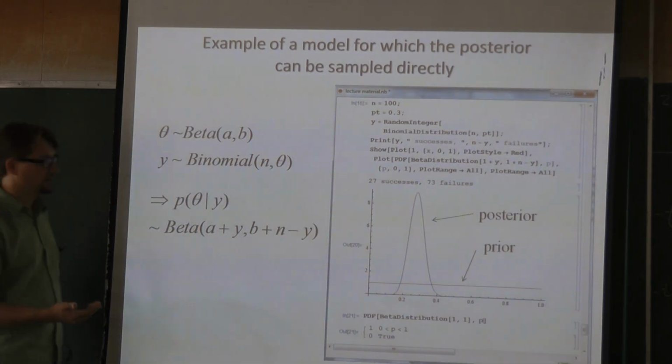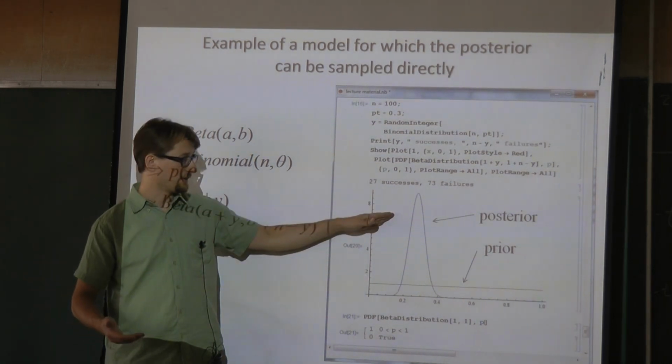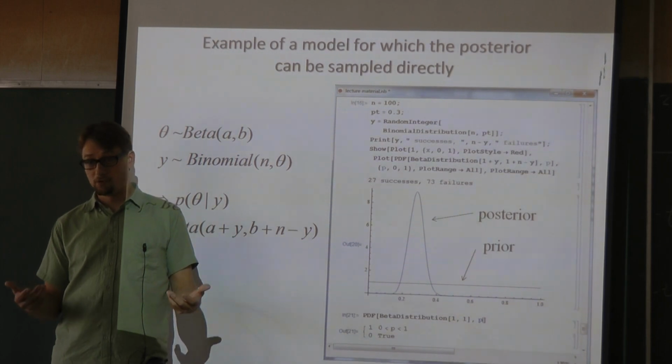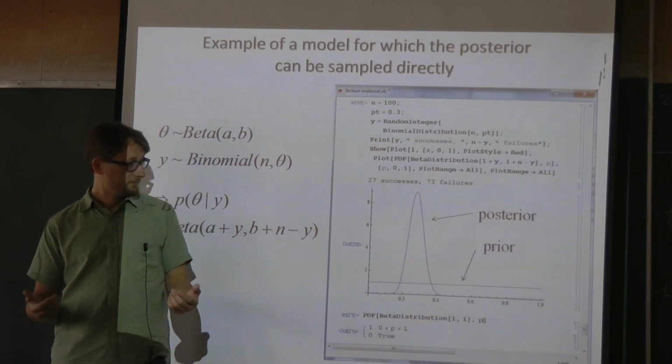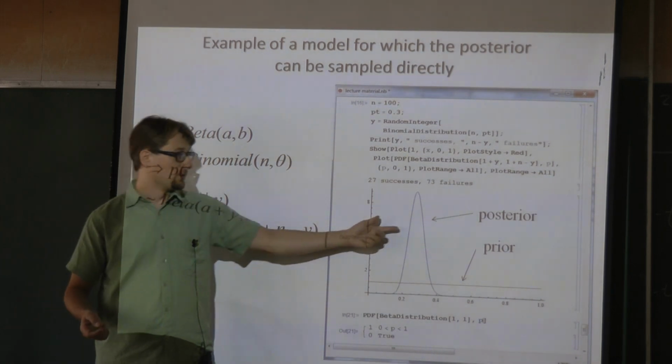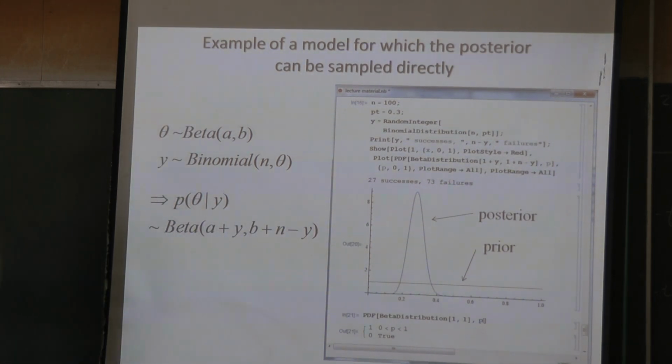So this now illustrates the concepts of the prior and the posterior. Prior is what we assumed about the parameter value before we saw this data. In this case, we didn't basically assume anything. And the posterior is what we think the parameter value might be, the distribution of the parameter value after we have seen the data.